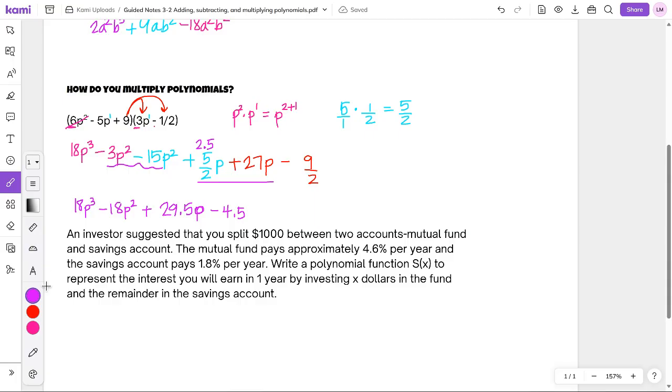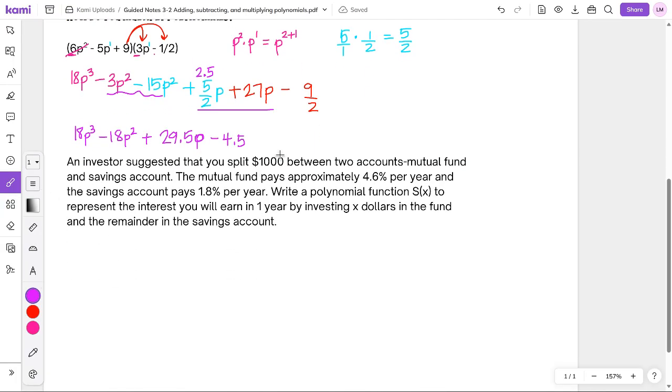All right, last problem. An investor suggests that you split $1,000 between two accounts, a mutual fund and a savings account. The mutual fund pays, we're going to underline that, 4.6% per year. The savings account pays 1.8% per year. Write a polynomial function s of x to represent the interest you'll earn in 1 year by investing x dollars in the fund, so that's the mutual fund, and put the remainder in the savings account.